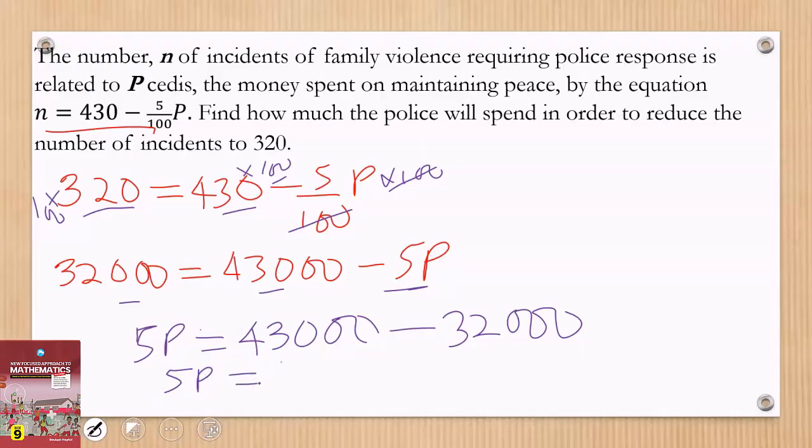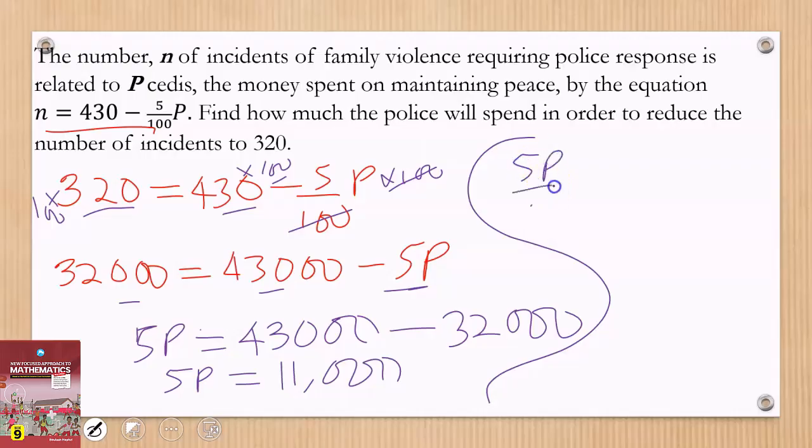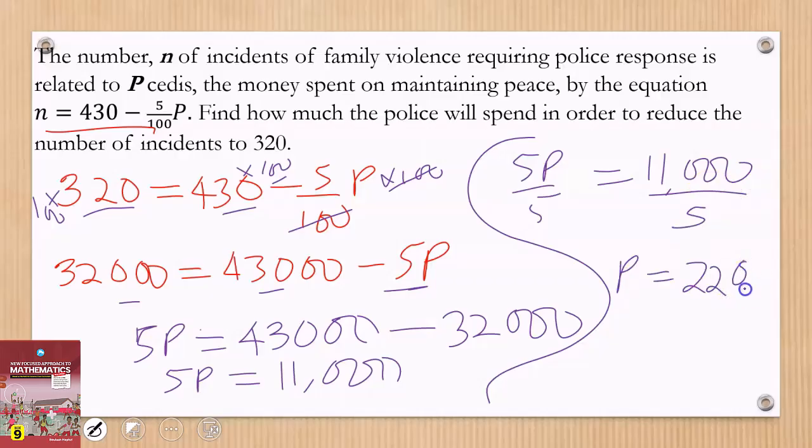That will give us 11,000, right? So we now divide both sides by 5, and we have 5p over 5 is equal to 11,000 divided by 5. So p now becomes 2200. That is 2,200 cedis, which means that the police will spend 2,200 cedis to reduce the number of incidents to 320.